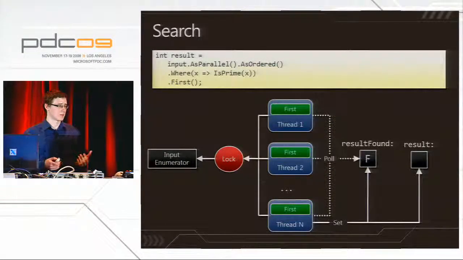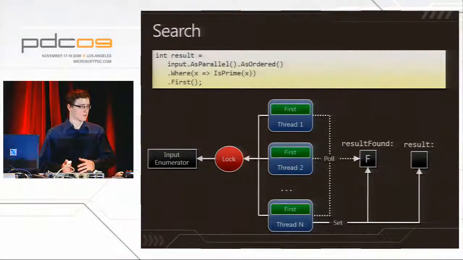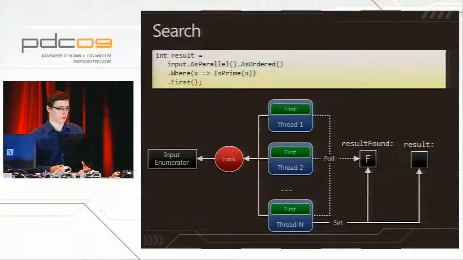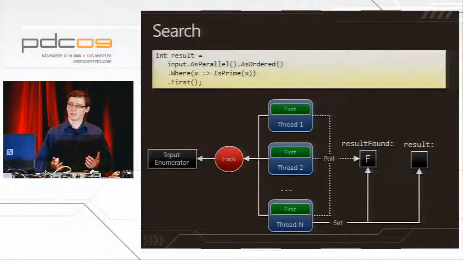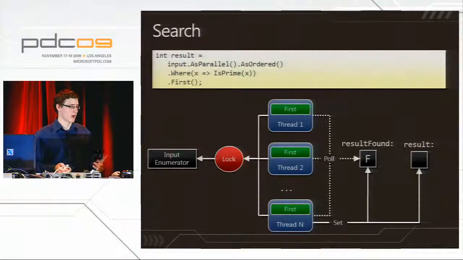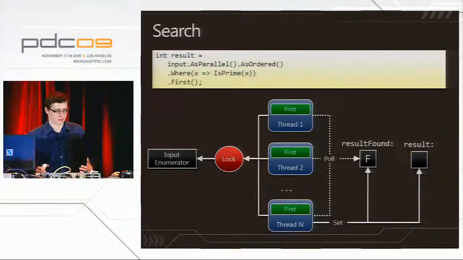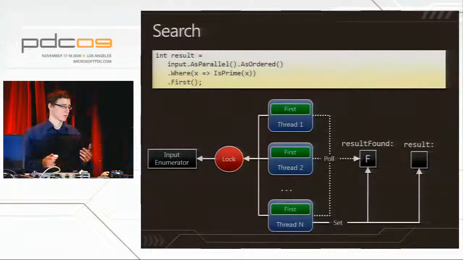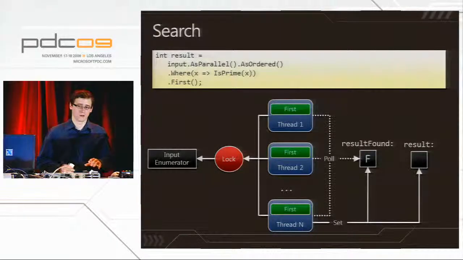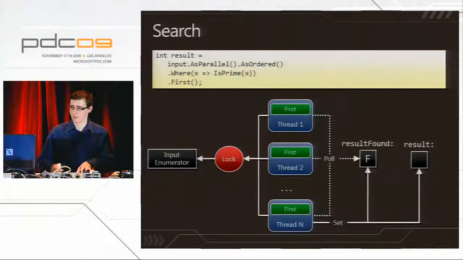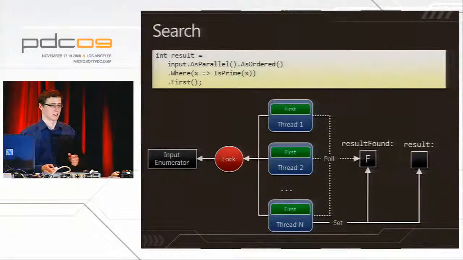Another example that is sometimes useful is search. Search is when you have a Where operator followed by a First operator. And PLINQ will, in this case, find the first element in the sequence that matches the predicate. And it will use multiple threads to evaluate the IsPrime predicate. And it will handle all the messaging between threads that is necessary to make this happen, to execute this type of a query.